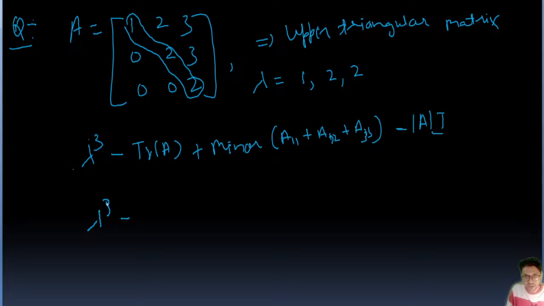So this is lambda cube minus trace of A, which is 1 plus 2 plus 2, that is 5, so 5 lambda square, plus the sum of the minors of A11, A22, A33, which is 4 plus 2 plus 2, times lambda, and then minus the determinant, which is 4.